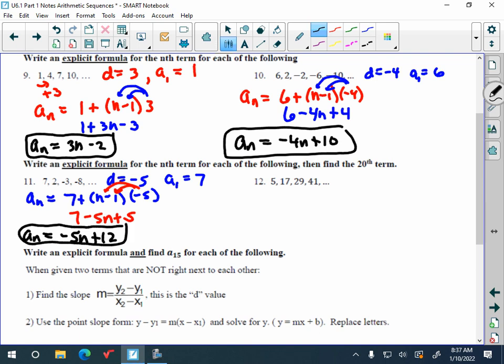Now we're going to use that and find the 20th term. So we're going to write a sub 20 equals negative 5 times 20 plus 12. Okay, so you're just plugging 20 in for n. Order of operations, calculators, whatever you need. All right, so negative 5 times 20 is negative 100 plus 12, negative 88. All right, so the 20th term is negative 88.